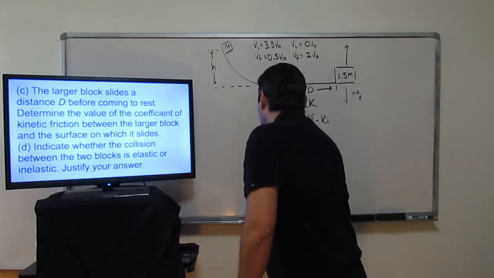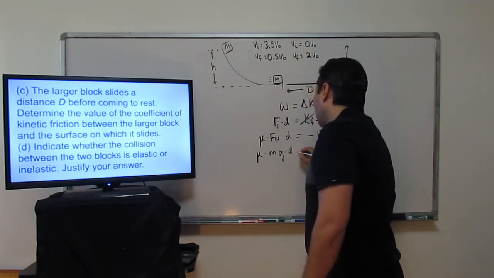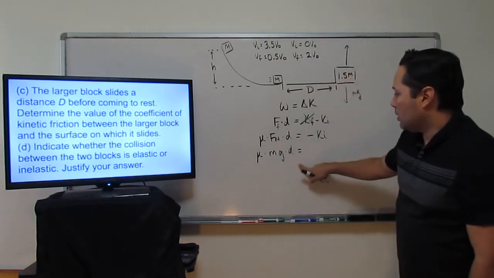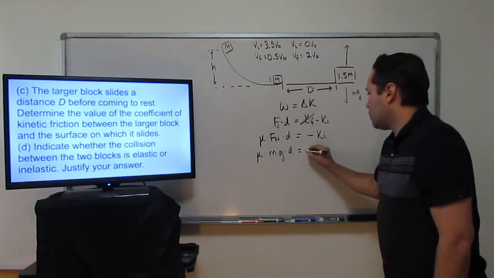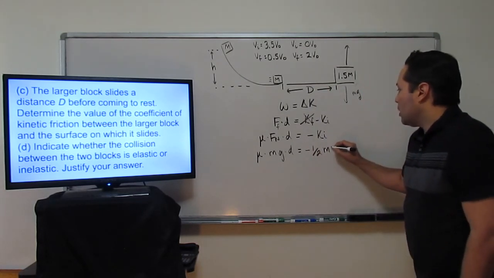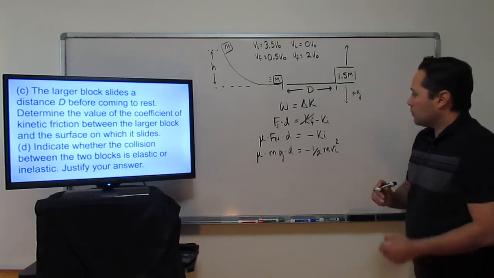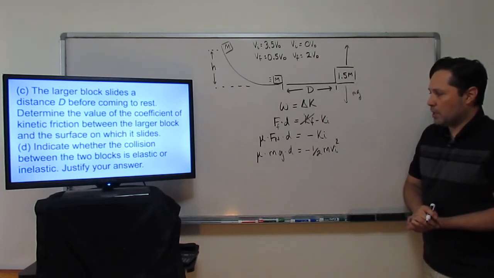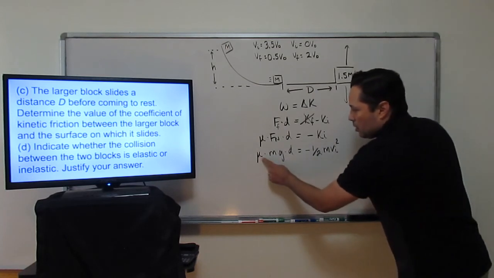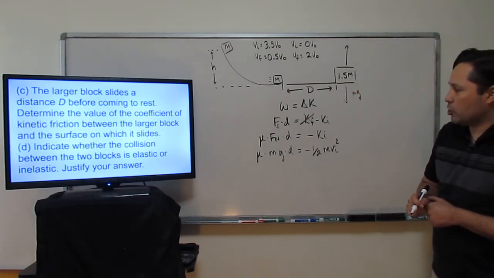So equal in magnitude 2 mass times gravity. Alright, that's going to give us our left side of the formula. On the right side is negative 1/2 mass times velocity initial squared. Alright, so that's going to be our formula. Next, we want to go ahead and solve for the coefficient of kinetic friction in this case.